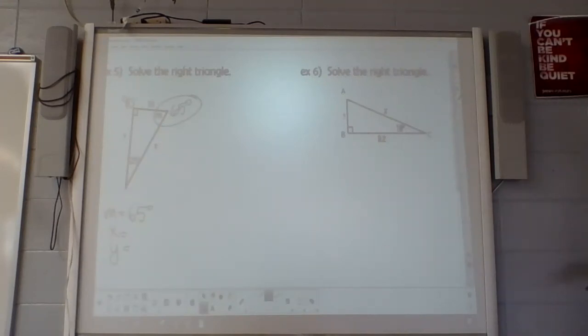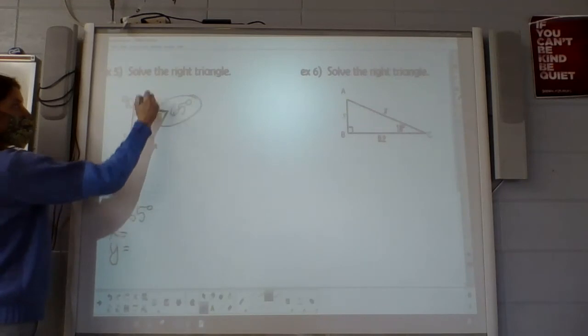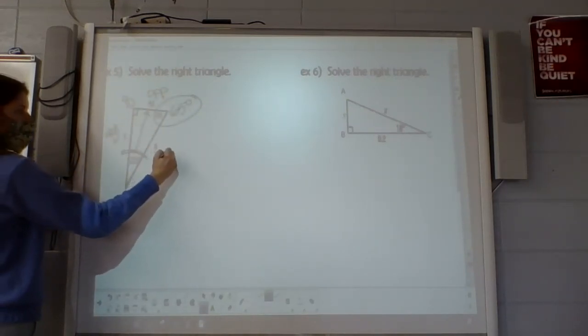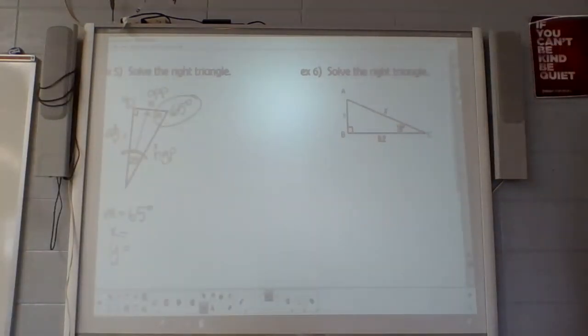So at this point, how do we go about finding X or Y? We're going to have to label everything based off the angle we want to use. What angle do you guys want to use? Your preference? The 25? Okay. So 25 degrees. This is my opposite. This is my adjacent. And then my hypotenuse. Now again, if you chose to use the 65-degree angle, you should get the same outcomes as us. These answers don't vary depending on which perspective you use.